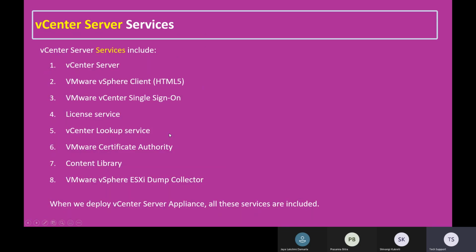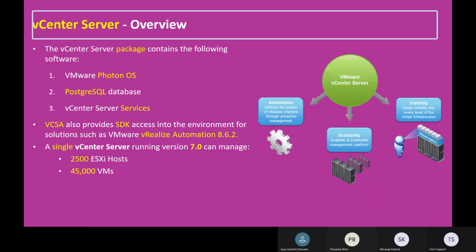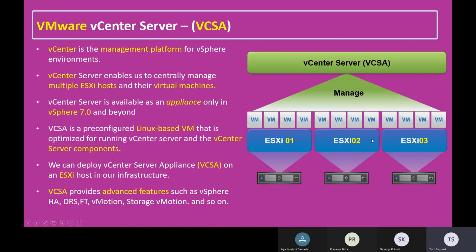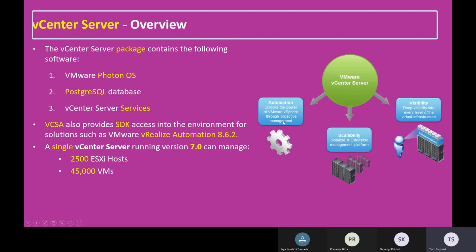So until now, we discussed the vCenter Server management platform. We discussed how important it is, and also the vCenter Server overview. Not only limited to ESX and virtual machine management, vCenter also supports some automation tasks with the help of vRealize Automation. And we also observed the capacity of vCenter. vCenter will support a maximum of 2500 ESX hosts and 45,000 virtual machines.